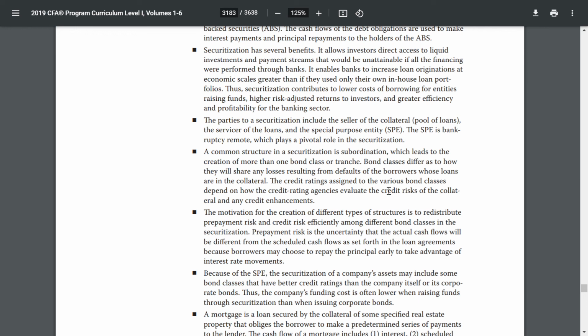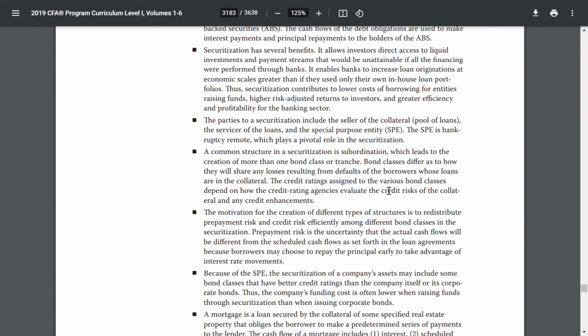The parties to a securitization include the seller of the collateral and the servicer of the loan. Okay, we have that already. The common structure of securitization is subordination, which leads to the creation of more than one bond class or tranche. Bond classes differ as to how they will share any losses resulting from defaults of the borrowers whose loans are in the collateral. The credit ratings assigned to the various bond classes depend on how the credit rating agencies evaluate the credit risk of the collateral and any credit enhancements.